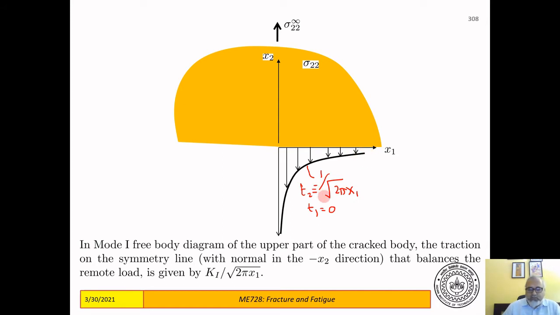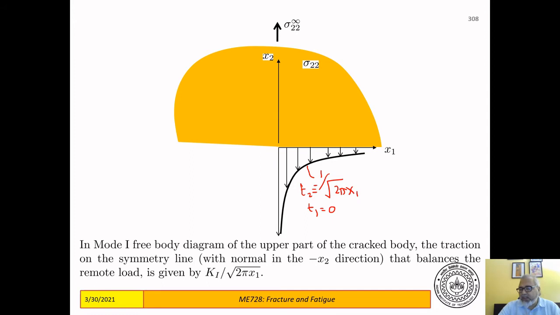So this is the magnitude of the traction. It is important for you to understand why the traction variation on this is going to be like this. The integrated traction will give you the net force acting on this surface, and that net force must be equal and opposite to the net force that you have applied here. So under sigma 2 to infinity, which you have applied in the remote boundary, and this traction, the upper part of this mode 1 problem must be under equilibrium.